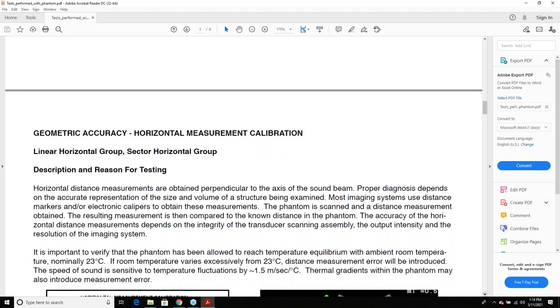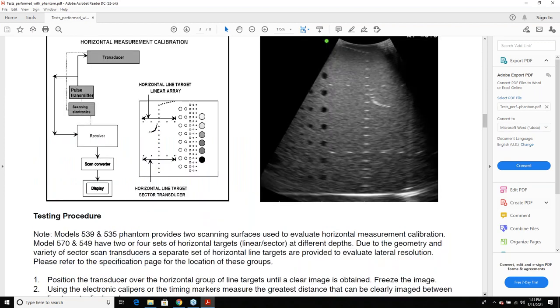Now we're talking geometric accuracy, horizontal, same test, different axes. It tells you how to do it again, very simple. And now you can see that you have the 2 that you want to measure. This image, can anybody tell me something wrong with this image? I just noticed this for the first time. It's unusual. The image is backwards.